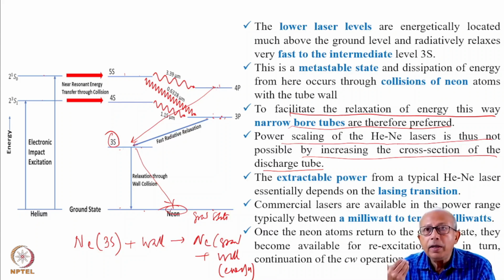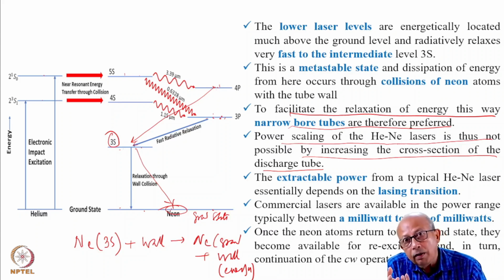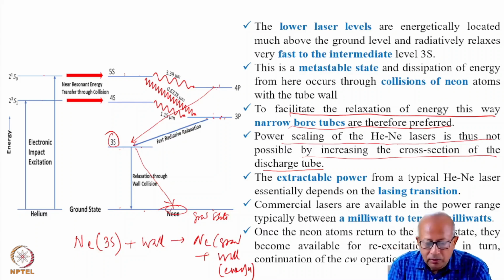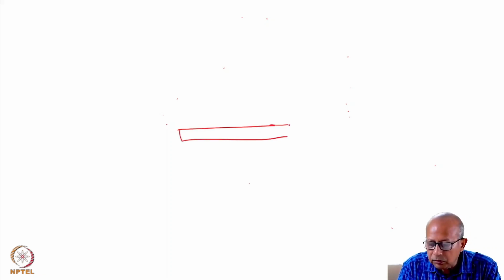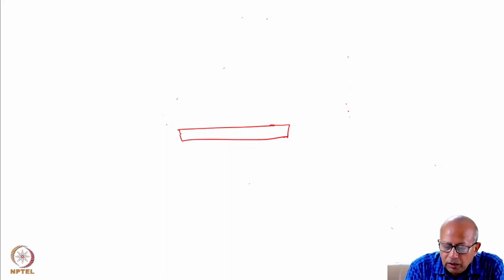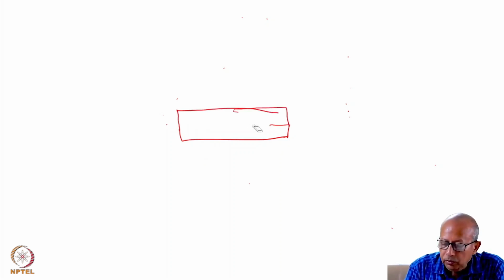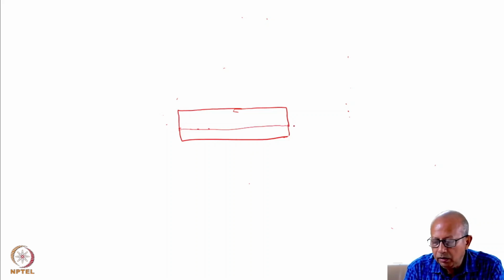So what would be the other way that you can increase the number of active molecules while maintaining the same pressure? You increase the volume of the discharge tube. Suppose the discharge tube originally was this, and you cannot increase the pressure, so you increase the volume of the discharge tube. That you can do in two ways. Either you increase the diameter of the tube, so you increase the volume, or you increase the length. That is, if this were the original length, increase the length.